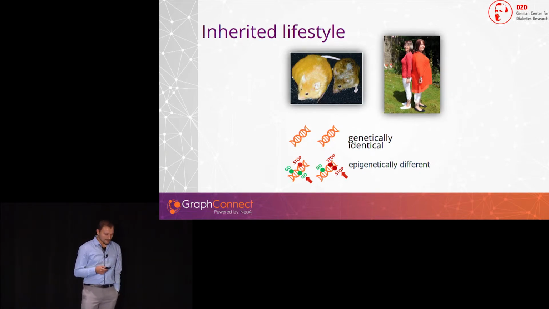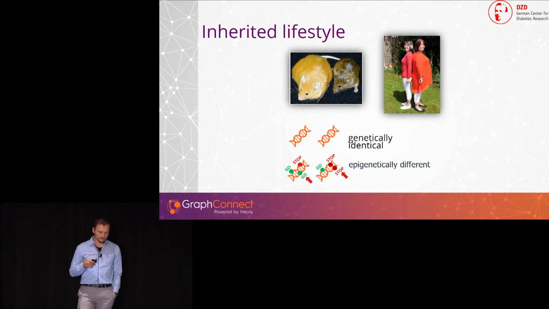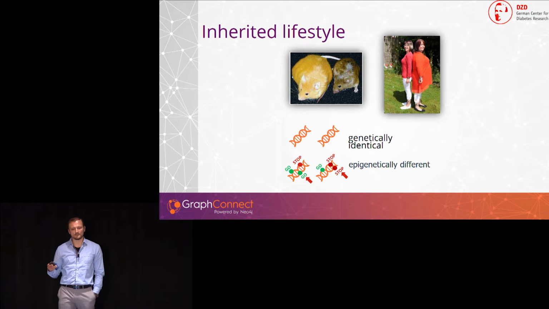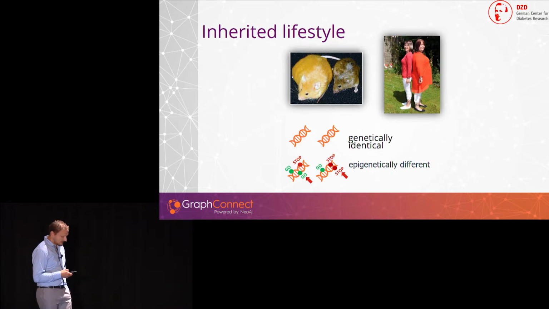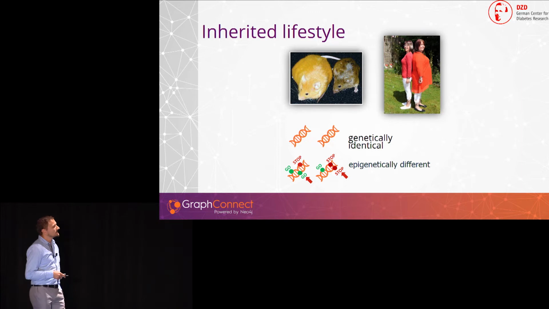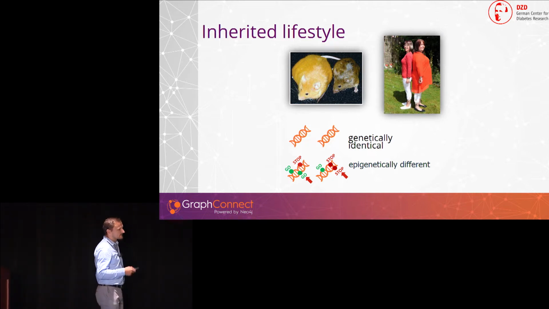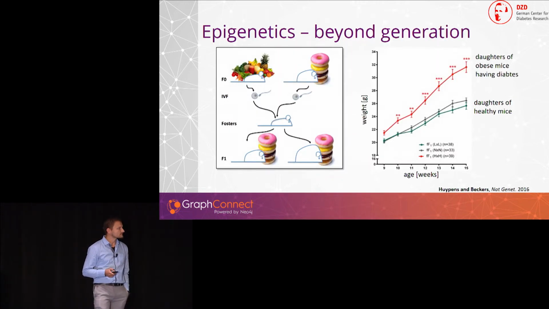And the problem is that on your environment and in your lifestyle, you inherit your lifestyle to the next generation. When we see these mice here, or these humans, they are twins. Actually, they are genetically identical, but the epigenetics, which are these little labels here on the DNA, are different on that level. And this causes diabetes, and on this level, you can inherit diabetes to the next generation.